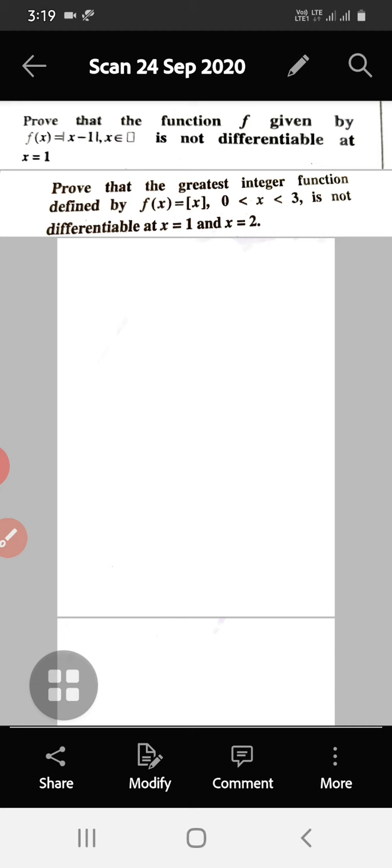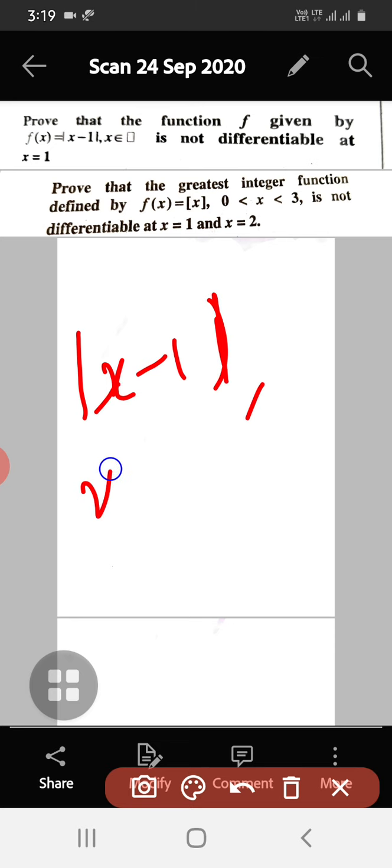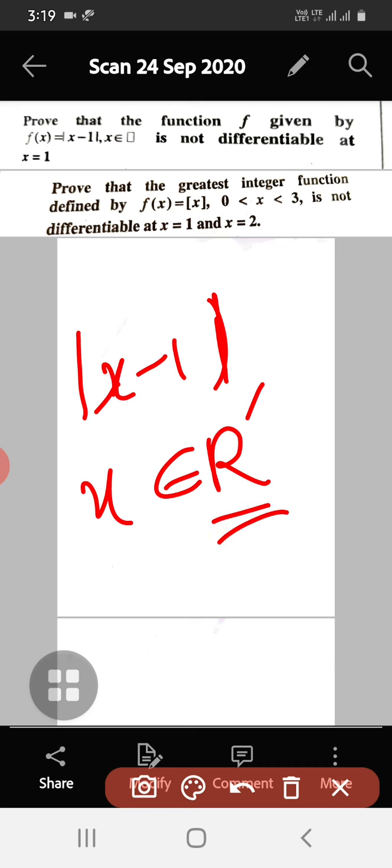Here I am talking about differentiability. There are two problems here. The first one is: prove that the function f given by f of x is equal to mod of x minus 1, where x belongs to, you have to make a correction, the real numbers. In that box you write x belongs to R, x is a real number, is not differentiable at x is equal to 1. So this is the first problem.